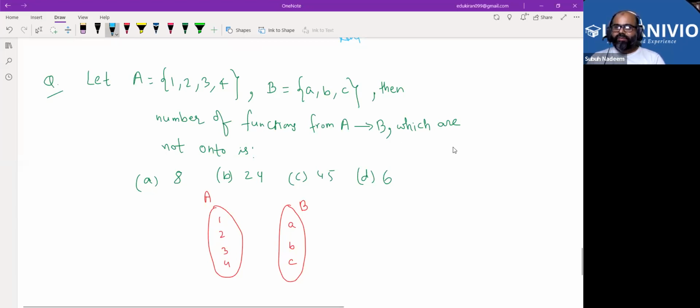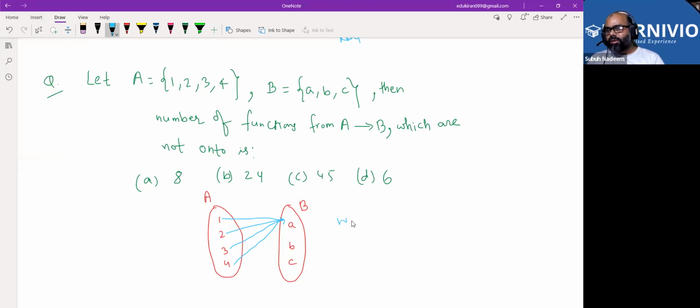Suppose only one element is getting mapped. So 1 is mapped to A, 2 is mapped to A, 3 is mapped to A, 4 is mapped to A. So this is one way. It is not onto because B and C are remaining. Range is not equal to codomain. Similarly, all of them can be mapped to B, or all of them mapped to C.